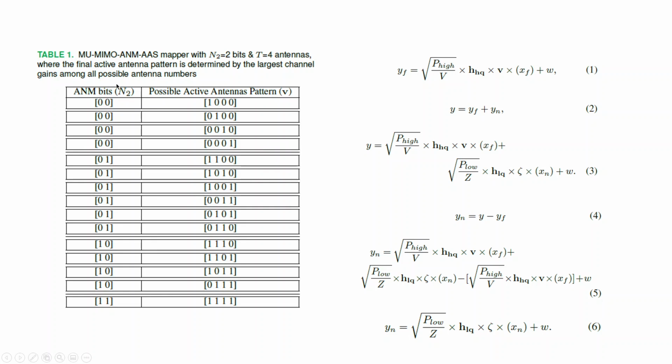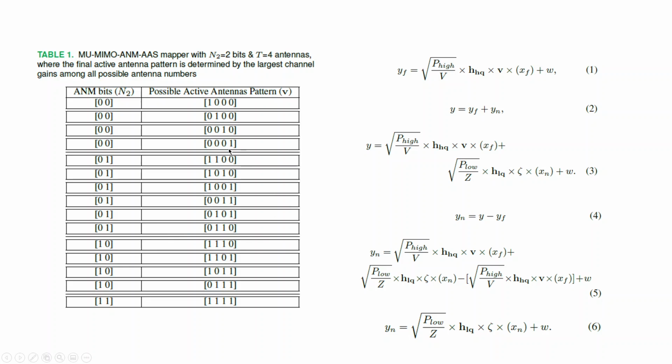This is the ANM mapper that I just talked about. In this case, if our ANM bits are 0, 0, we are activating one antenna, but we never say which antenna we are activating. It might be the first one, second one, third one, or fourth one. This is the point where the antenna number modulation scheme differs from index modulation and spatial modulation. The ANM, antenna number modulation, is both channel and data dependent. If it is 0, 1, we are activating two antennas, but we never say which two.